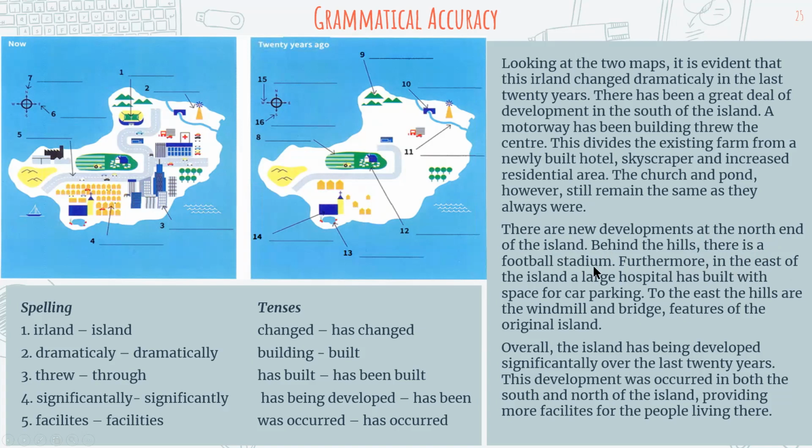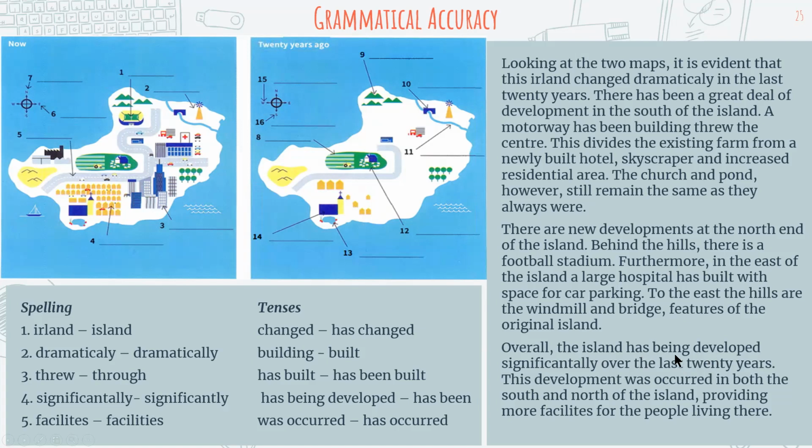Furthermore, in the east of the island, a large hospital has built. No, has been built. Has been built with space for car parking. Okay, this is the space for car parking. To the east of the hills are the windmill and bridge, features of the original island. Okay, these have not changed. These have not changed.